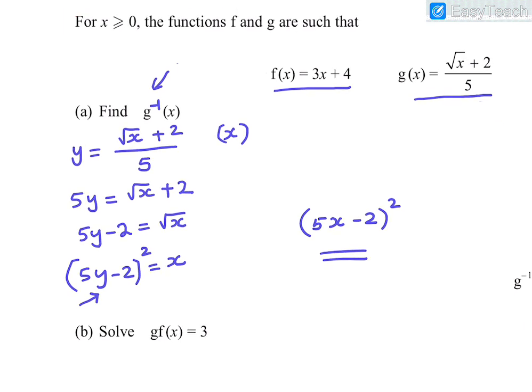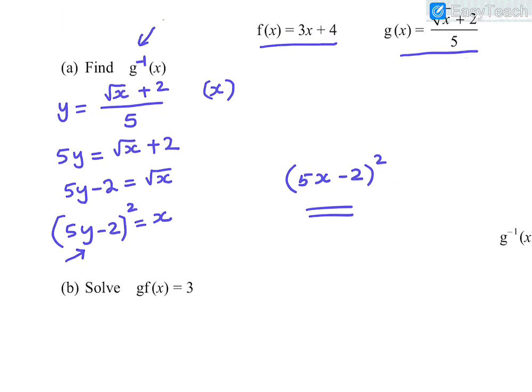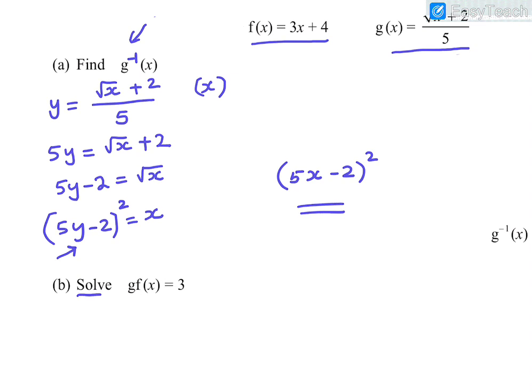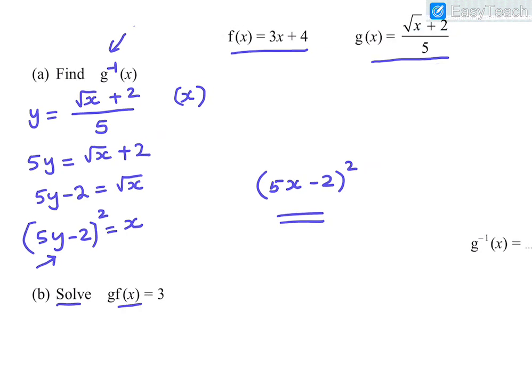Now the second part of the question, it says solve g of f of x equals 3. Not easy to say that. So what that means is if you substitute f of x into g of x and then put that equal to 3 and then solve. So starting with f is 3x plus 4, and that needs to be substituted into this x over here.